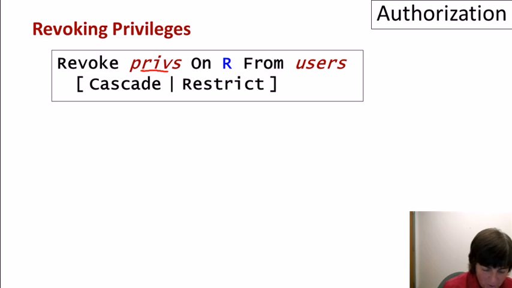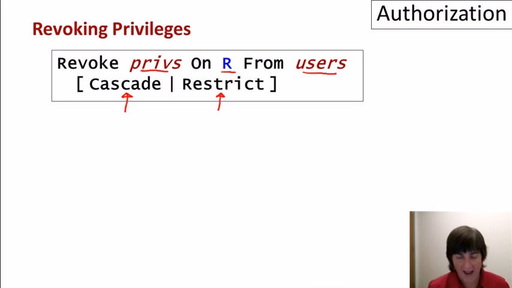So the command is revoke privileges. Again, it will be a list of privileges on a particular relation from users. And again, that would be a list of usernames with the possibility of the special name public. And then there are two options for revoking privileges called cascade and restrict. And they have to do with what happens when privileges are being revoked from a user who was granted the ability to grant privileges to others. So let's take a look pictorially at what can happen.